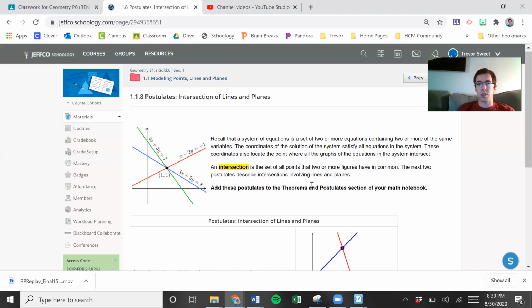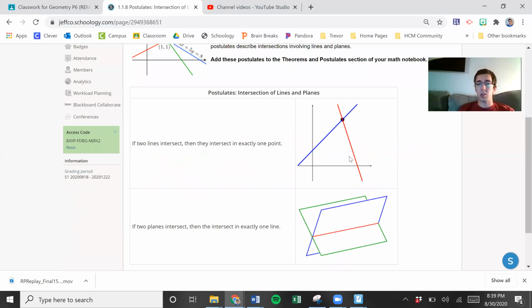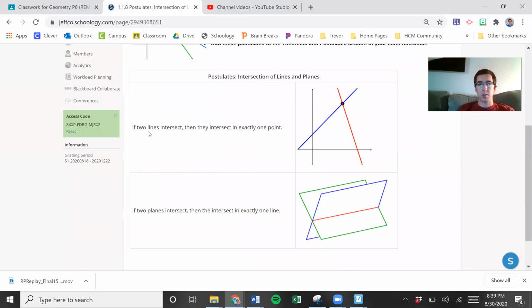The next two postulates describe intersections involving lines and planes. Add these postulates to the theorems and postulates section of your math notebook. There's actually only two postulates here. The first postulate is: if two lines intersect, then they intersect at exactly one point. So you have two lines here. If they intersect, they will only ever intersect at one point. You cannot have two lines intersect at more than one point, except if they intersect at all points, but we'll talk about that later.